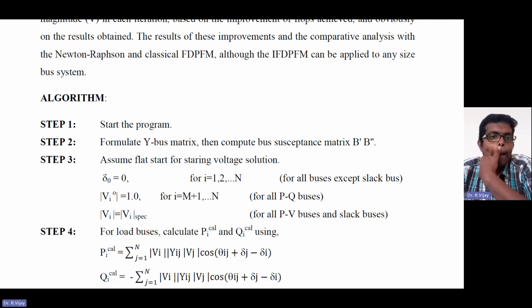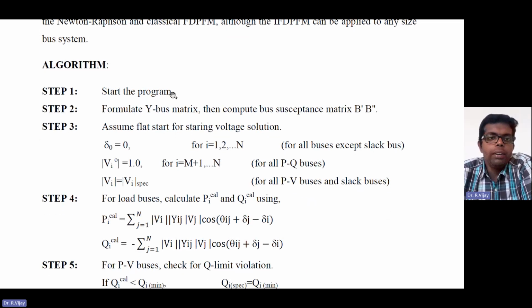So these are the algorithm steps. Step number one, we need to start the program. Step number two, formulate the Y-bus matrix. The Y-bus matrix formulation we have already seen in our previous classes. If not, go back to my previous classes. Formulation of the Y-bus matrix is very common for all load flow solutions. The first step is to formulate the Y-bus matrix.